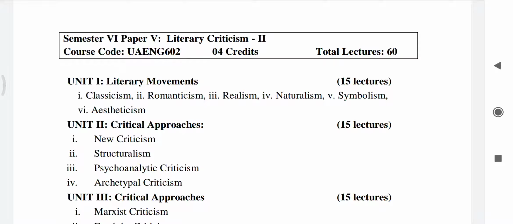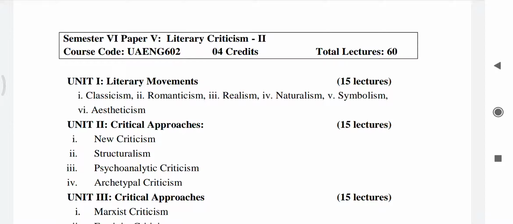Naturalism especially originated in American literature. What does it stand for? What is the theory of naturalism? We are going to study this term. Symbolism is a recent phenomenon so far as British literature is concerned, but it has some kind of parallel, reciprocating and other theories that we see, metaphorical theories, similarity views, that we are going to study in symbolism. We have aestheticism. Aestheticism is also one of the parts of this, and we are going to study this one. In unit two, we have critical approaches.